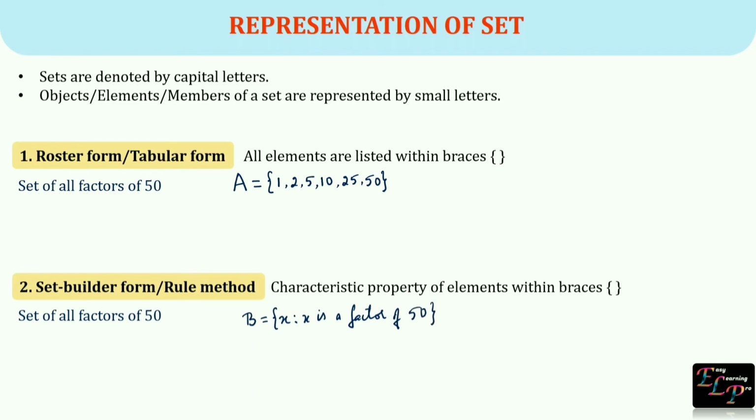Let us consider one more example. Set of ovals. Denote the set using a capital letter and list all the elements. Let's write the same example in set builder form. Use any small letter followed by colon. Here the objects are ovals, so we are going to write Y is an oval.